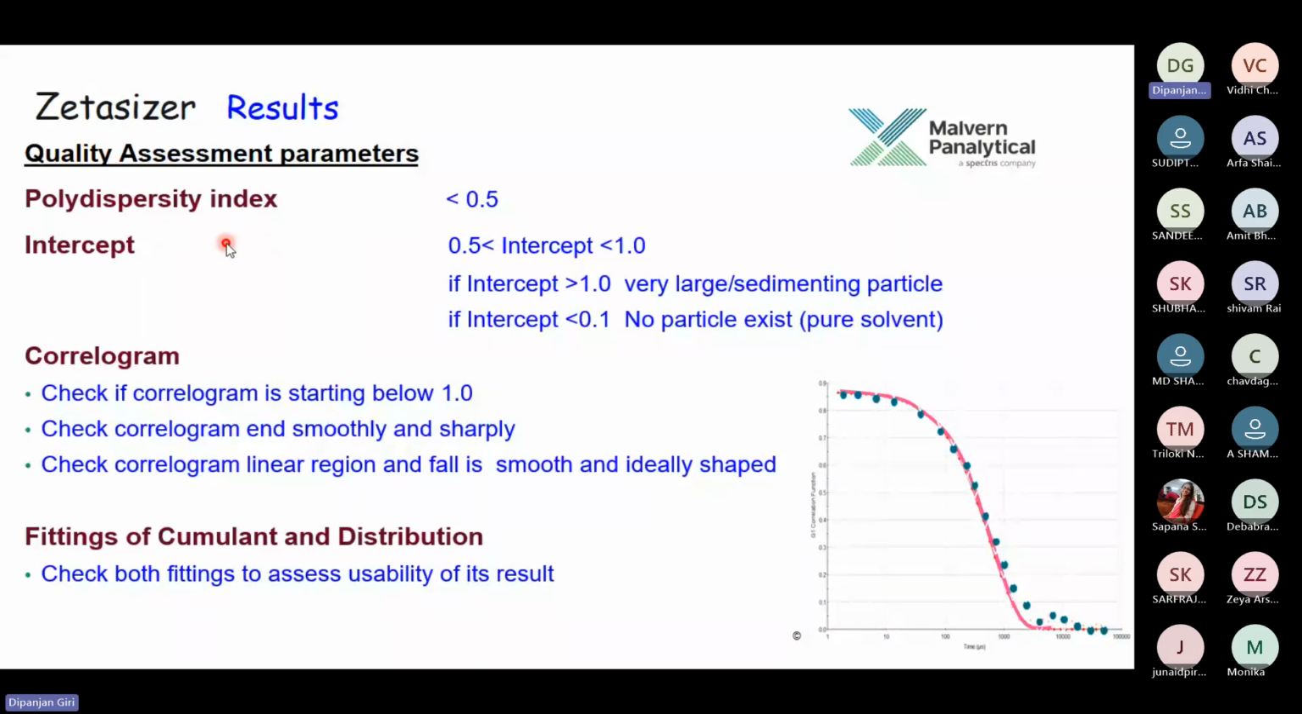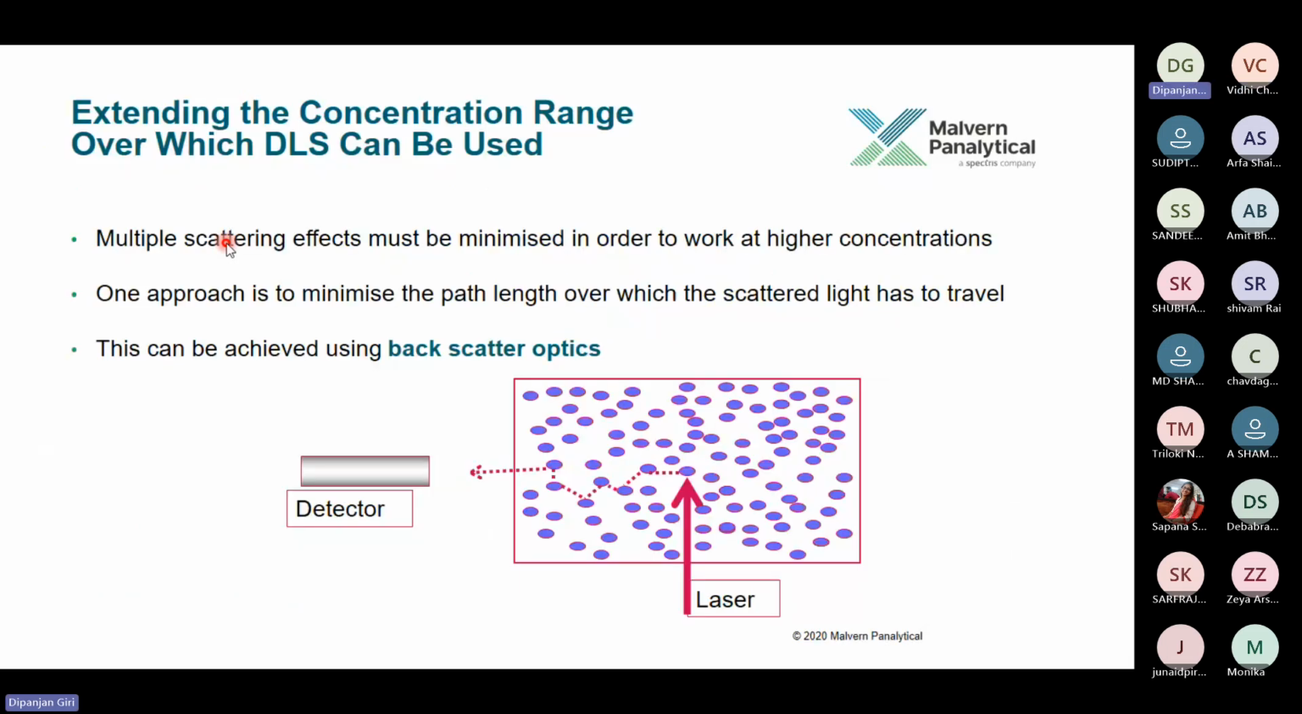Apart from this, as I have to cover lots of things, let us move to the different features of the synthesizer. One of the features you have probably heard of is the backscatter system. One of the characteristic features of the synthesizer is the backscatter optics. You can see it in this schematic of the scatter system.